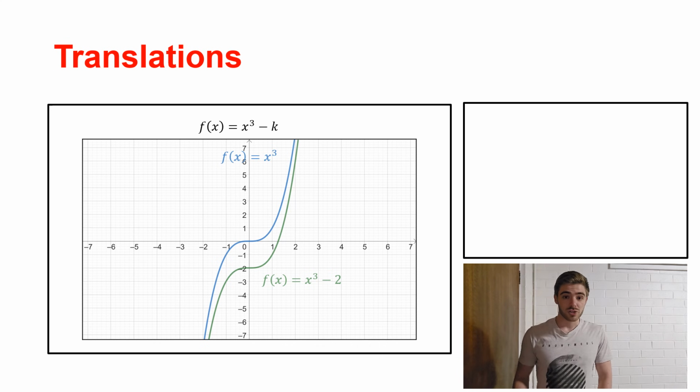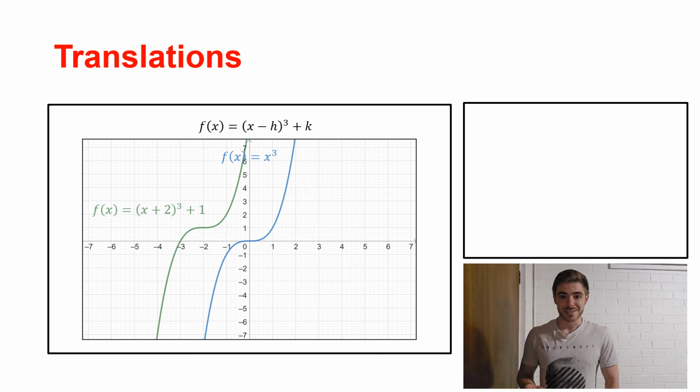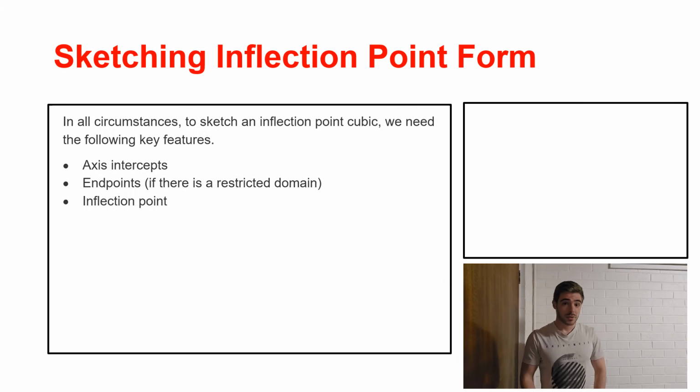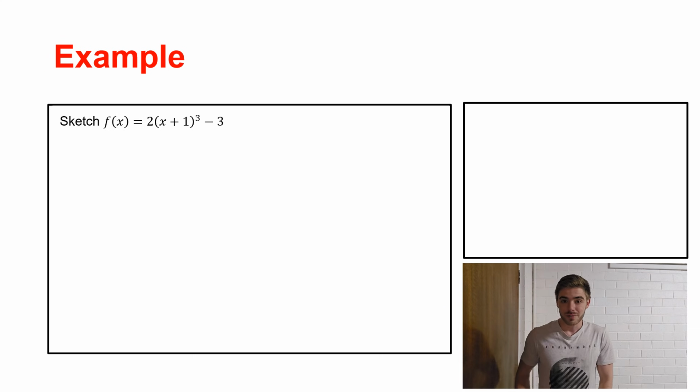You can also have both types of translations in the same function. For example, this function has x plus 2, meaning it's a shift left. And it also has a plus 1 at the end, meaning we're shifting up by 1. In all circumstances, when it comes to sketching inflection point form cubics, we need to know three features. We need to know the axes intercepts, the endpoints, and the inflection point. The advantage of the inflection point form is that we can use it to find the inflection point immediately.